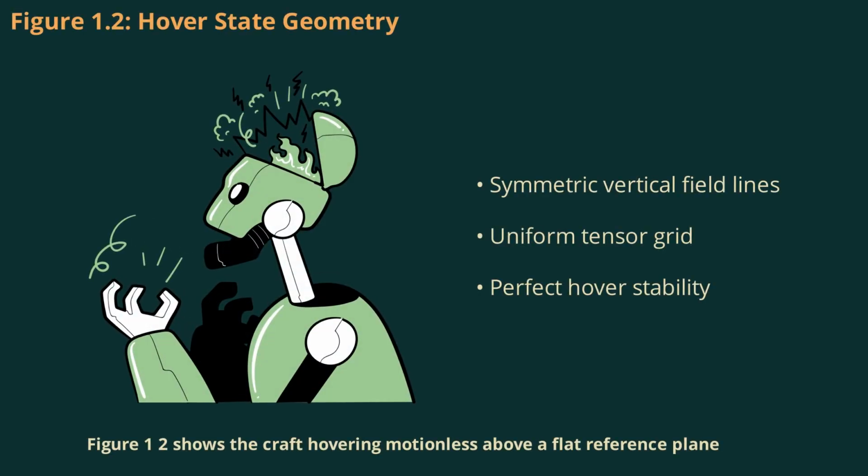Figure 1.2 shows the craft hovering motionless above a flat reference plane. The hull is transparent, revealing internal systems. Symmetric vertical field lines, glowing soft cyan, extend above and below the craft. A vertical gradient arrow labeled φ equals is displayed, with no horizontal vectors present. Inside, a uniform inertial tensor grid indicates identical eigenvector lengths in all directions, emphasizing perfect stability in hover mode.